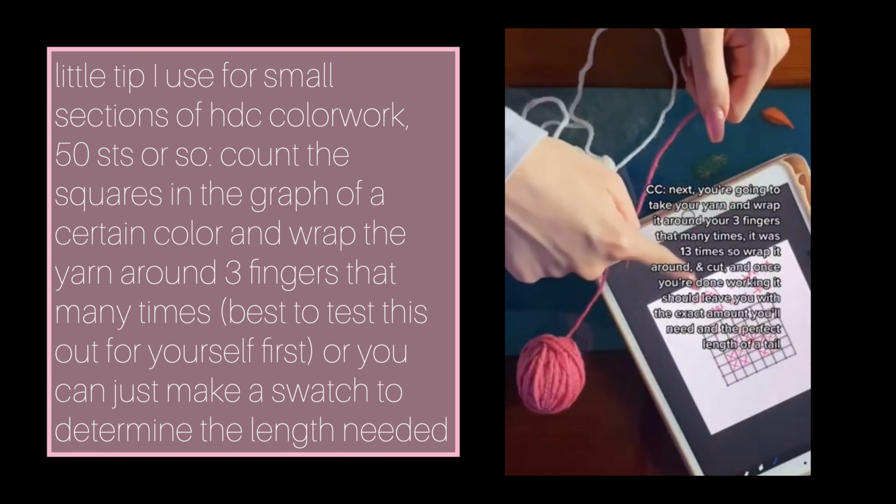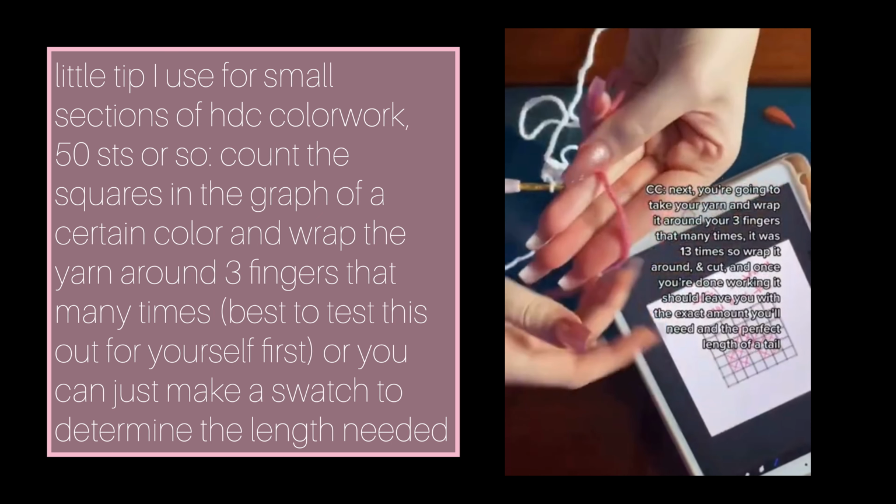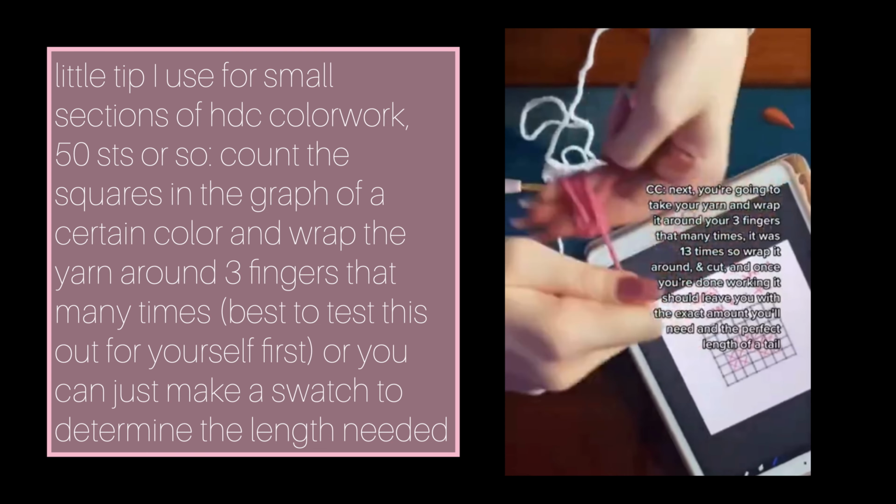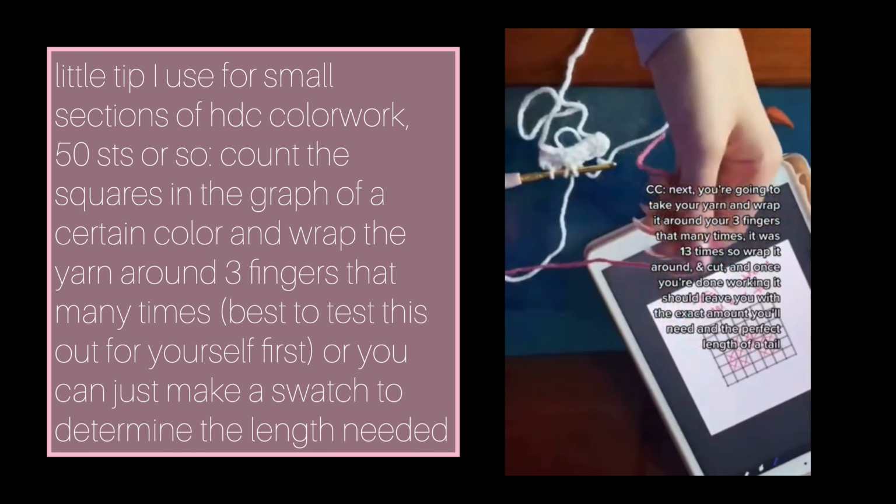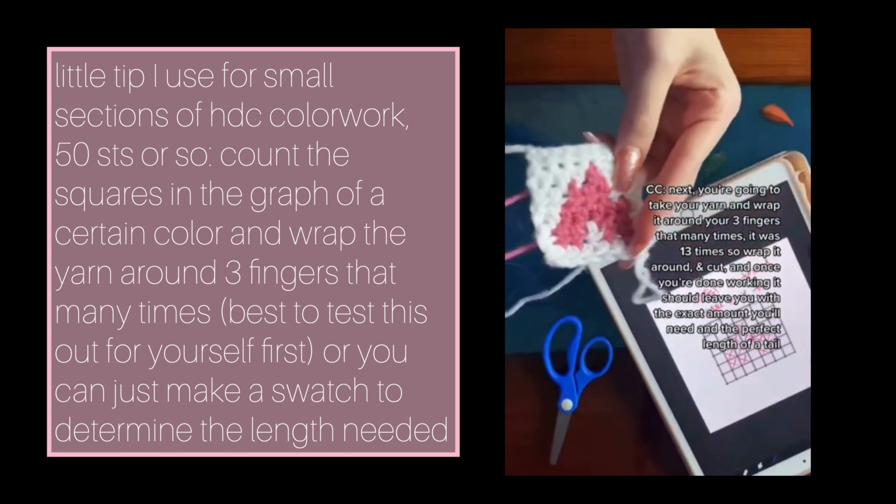Little tip I use for small sections of half double crochet color work: count the squares in the graph of a certain color and wrap the yarn around 3 fingers that many times, or you can just make a swatch to determine the length needed.